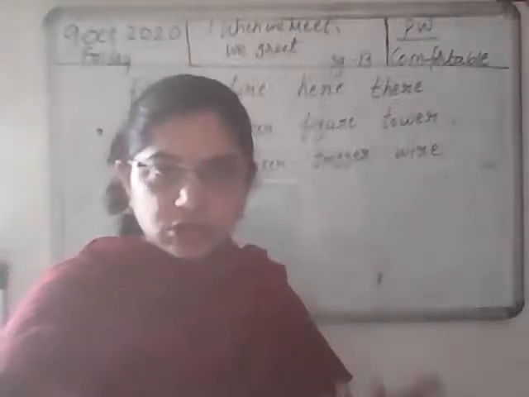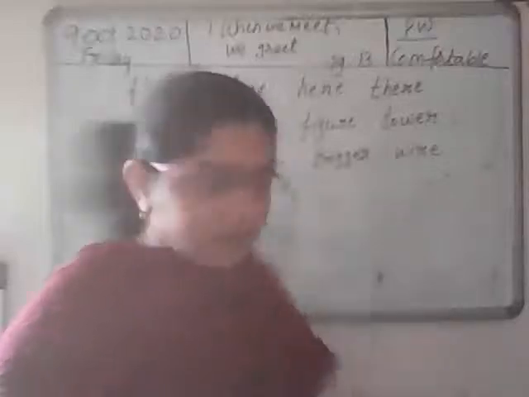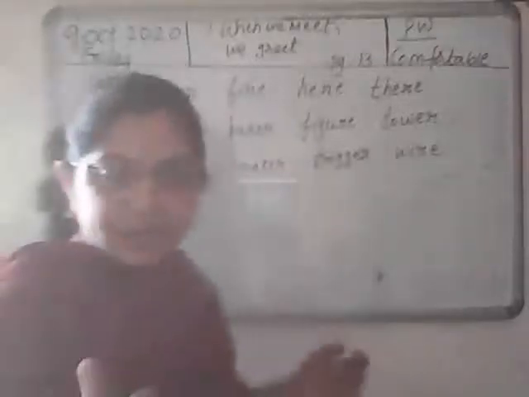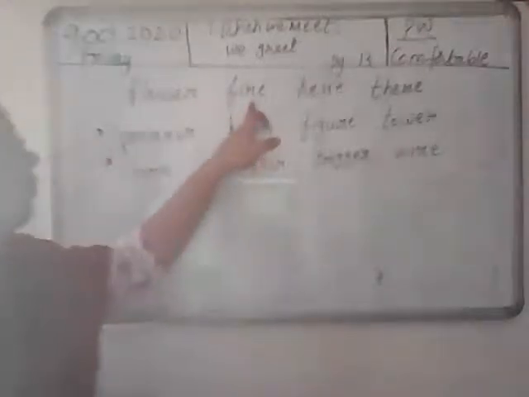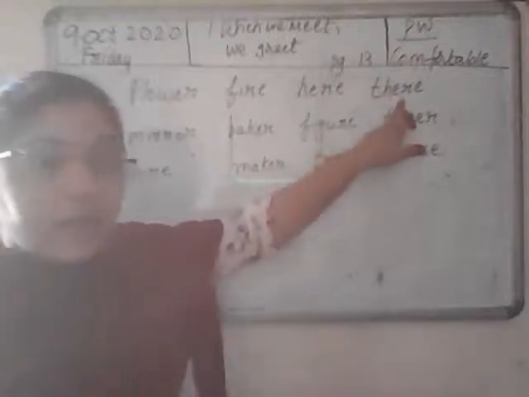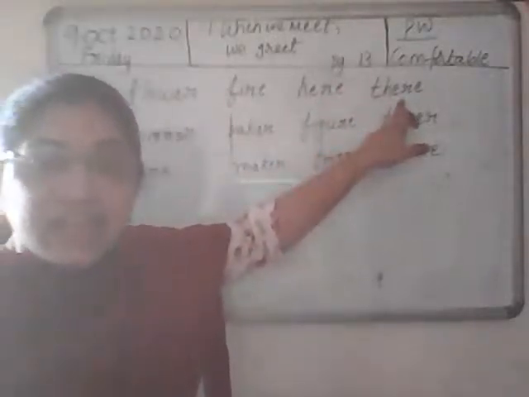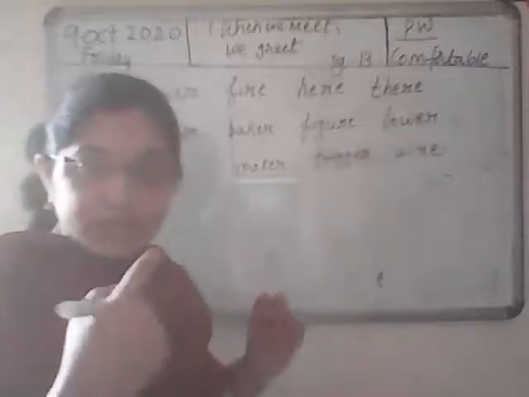So I will read out the pronunciation of these words. Listen carefully, okay? And repeat. Listen and repeat. Flower, fire, here, there. I want you to repeat aloud.